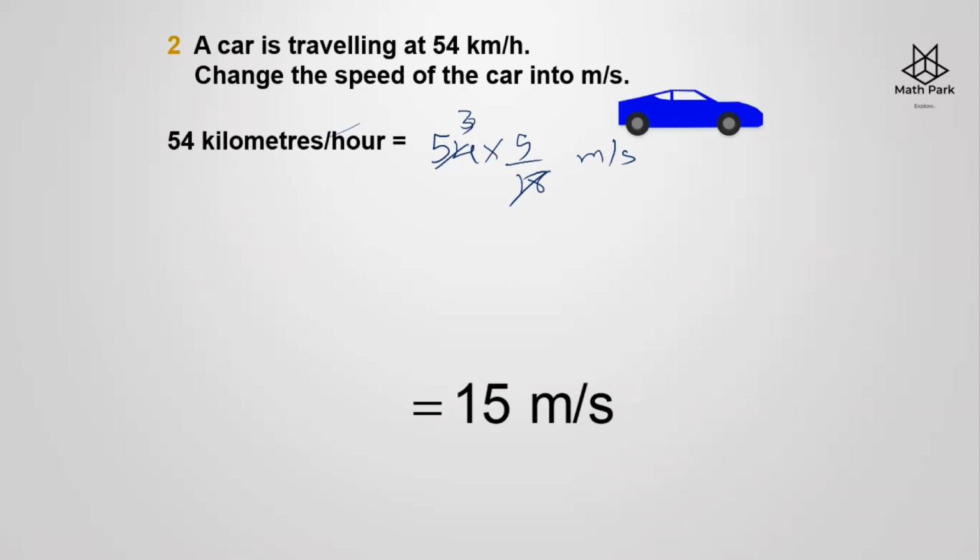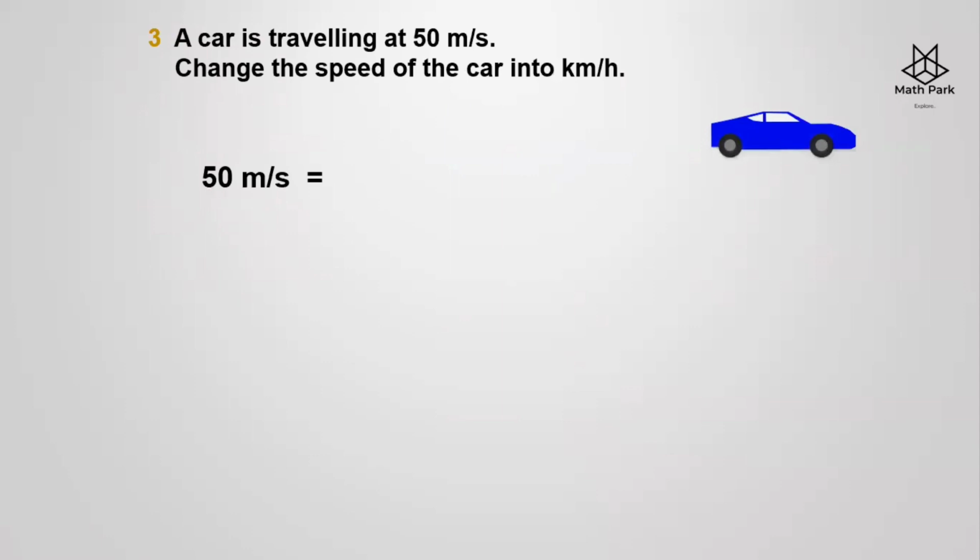So what to remember? To convert kilometer per hour to meter per second, we multiply by 5 by 18. Now converting meter per second to kilometer per hour. A car is traveling at 50 meter per second. Change the speed of the car into kilometer per hour.